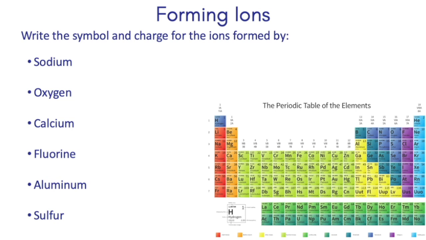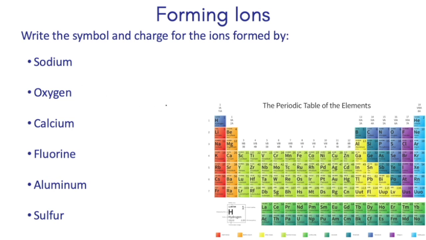In this video, we're practicing forming ions, and we're going to do this by first writing Lewis dot structures to determine whether it's going to lose or gain electrons, how many electrons it will lose or gain, and that will help us to form the ion.